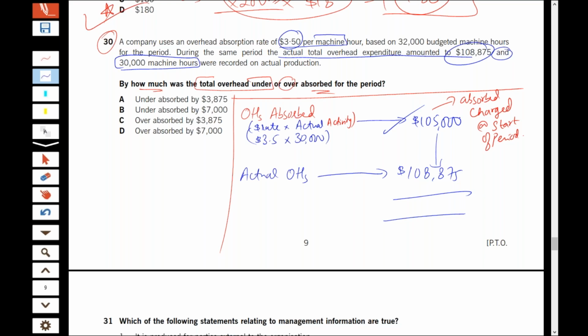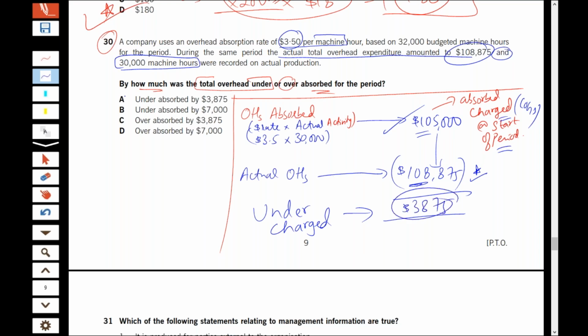I had already undercharged because the overhead absorbed, which I was assuming at the start of the period, was 105. That means already charged; I had written it in COGS. And later on, I came to know that actual overheads were 108. So that means I had undercharged by 3,875, and that means option A.